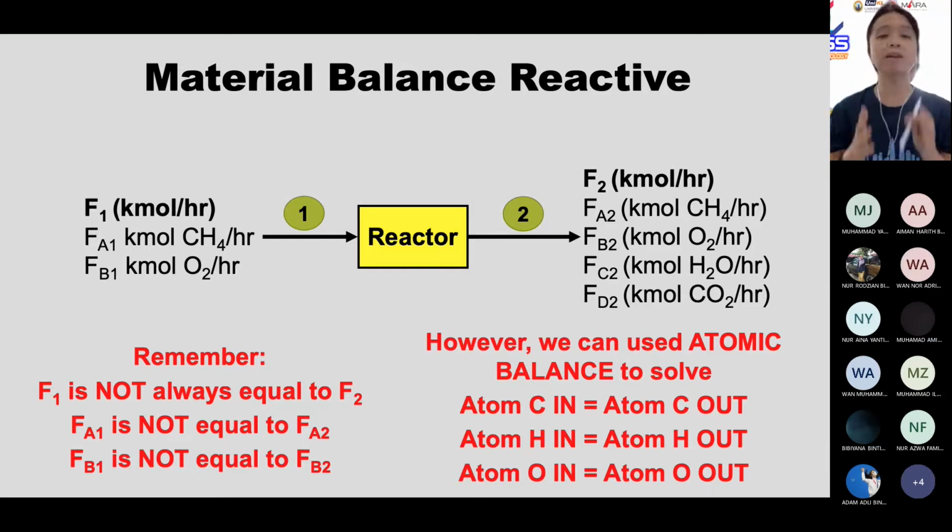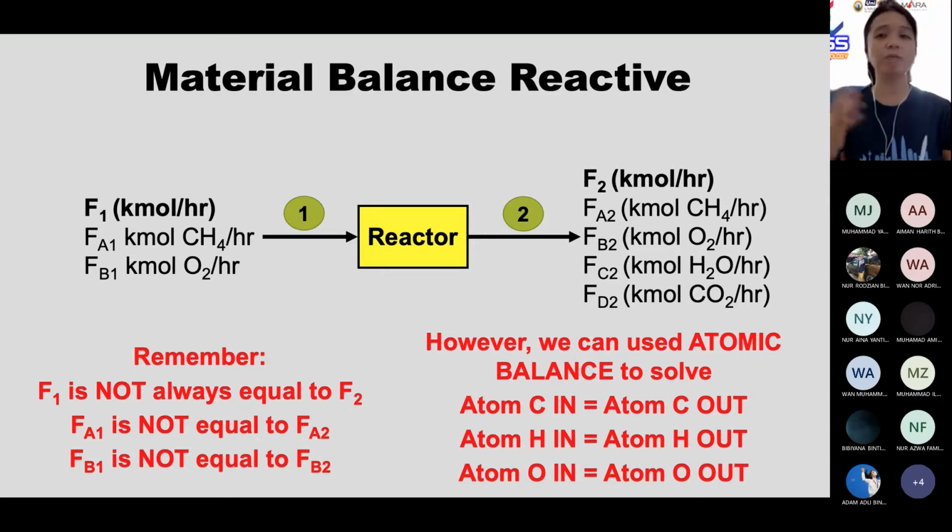For the atomic balance method, the concept is that you must understand the difference between non-reactive and reactive. In non-reactive, the balance in terms of mass and molar mass for each compound is that in equals out. That means how much A enters and how much B enters will equal how much A leaves and how much B leaves. Total in equals total out, in terms of molecules. But in a reactive process, it's no longer like that.